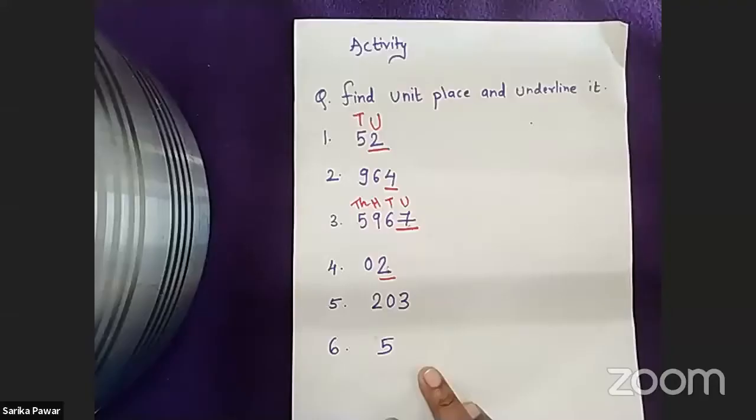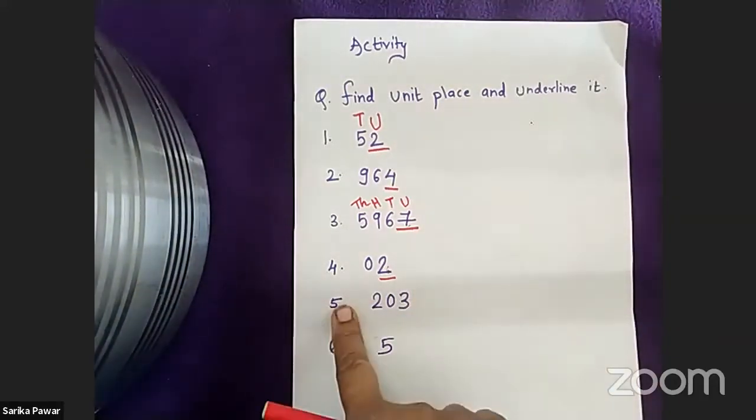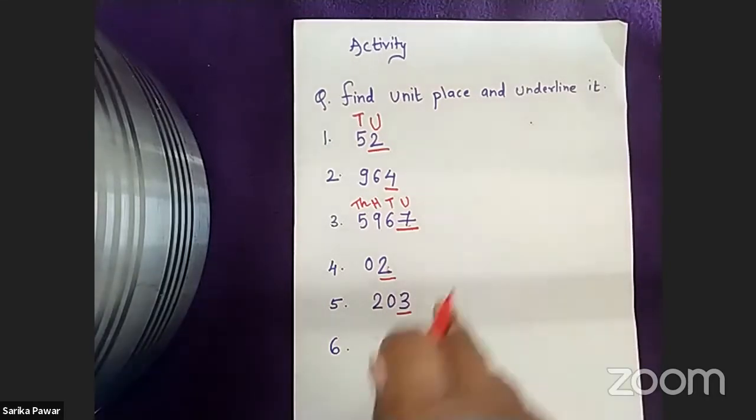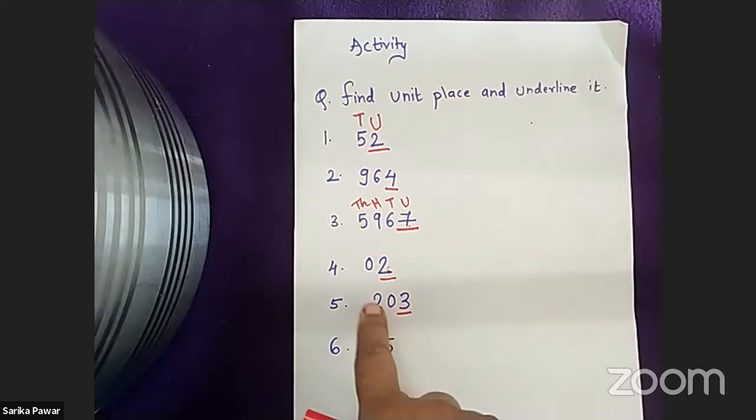Venkatesh, Vikram. Answer me. Venkatesh and Vikram. Miss 3. Question, unit number 5. Acha, unit place is 3. You are right. But read the number.